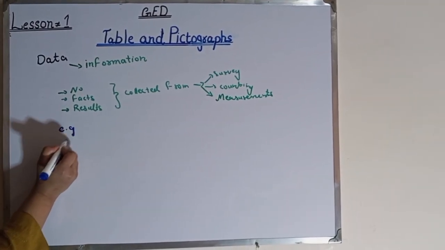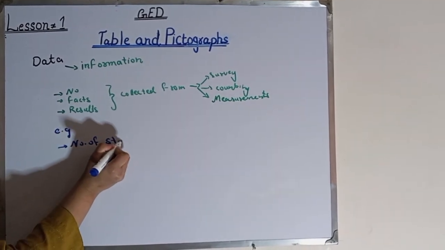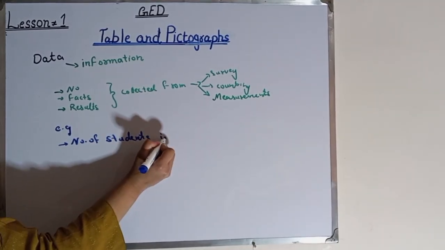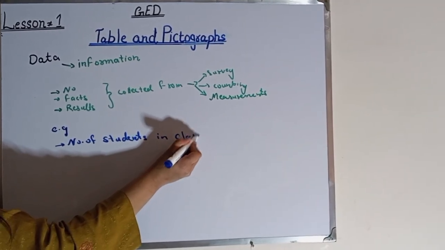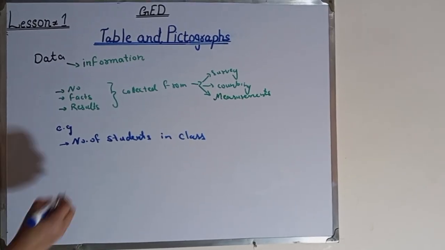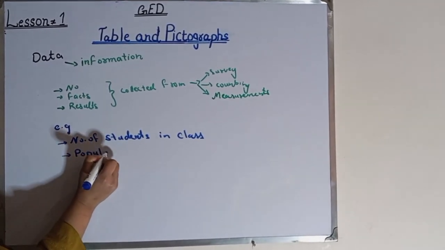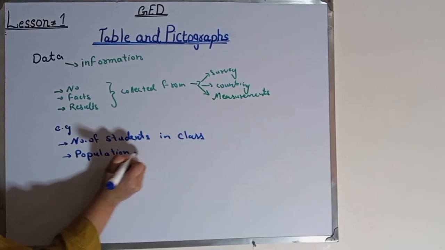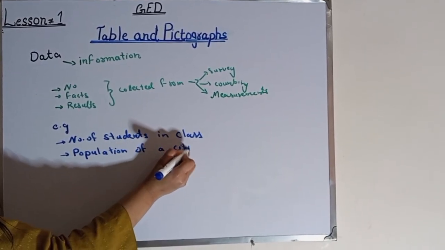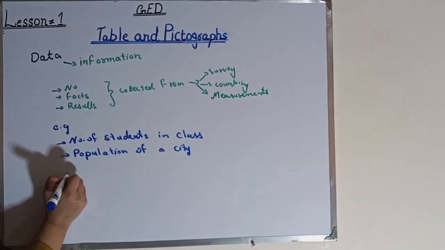For example, the number of students in a class, the population of a city, books checked out from a library.